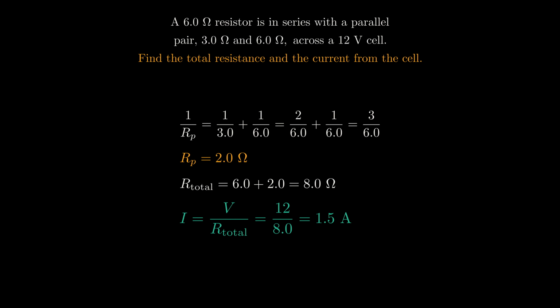Collapse the parallel part, add the series part, then apply Ohm's law. That's the recipe for every network. Example 3. A potential divider. 2 resistors in series sharing out a voltage. One of the most common setups on the paper.